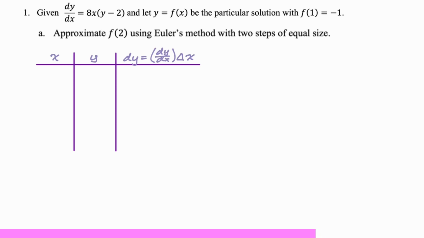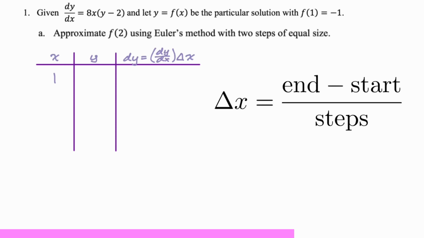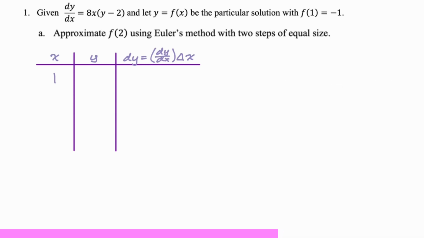So then I will fill in x is equal to 1. We're going from 1 to 2, and we're using 2 equal step sizes. So delta x is just b minus a divided by n. So it's 2 minus 1 divided by 2. So that's 1/2. So you can fill in the x column right away without doing the problem. You should always get the x column correct. For y, we're going to start out with the given, which is negative 1.